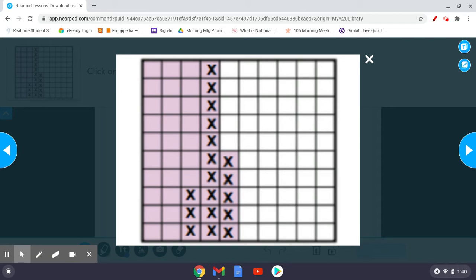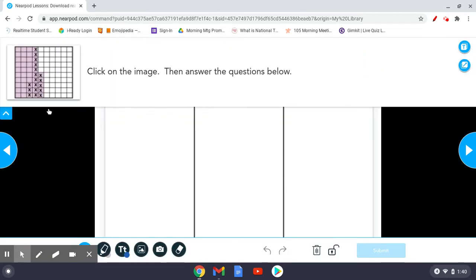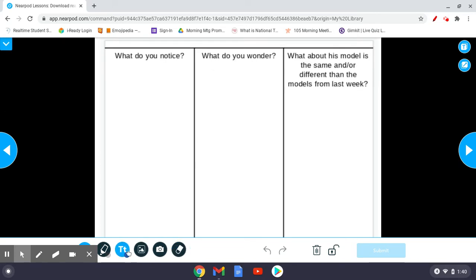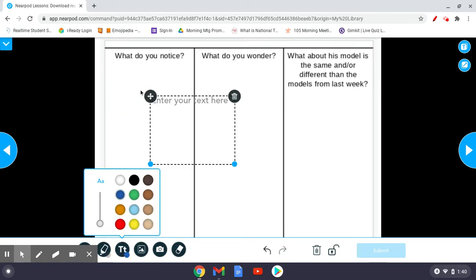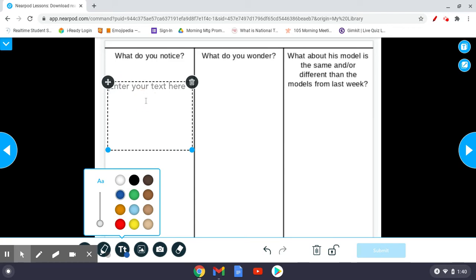All right. So, taking a look at this model, some of the things that maybe you should have noticed, let me get my text box, is maybe you notice that there is shading. Maybe you notice that there are X's on the model. Hopefully you also notice that it is a hundreds grid, or we can talk about it in decimals, a grid equals one whole.